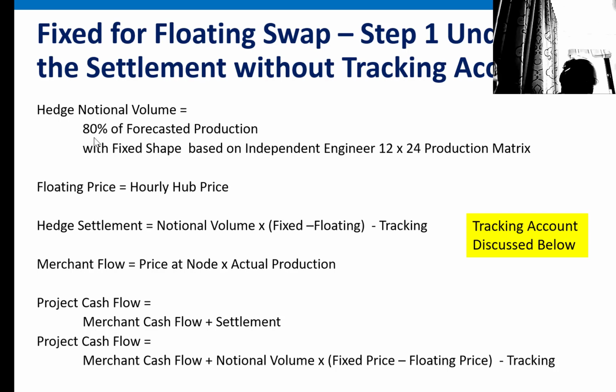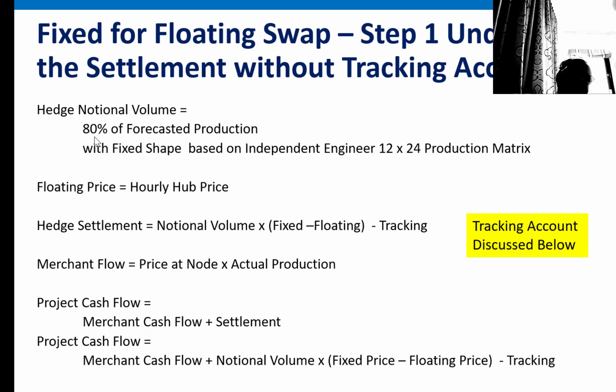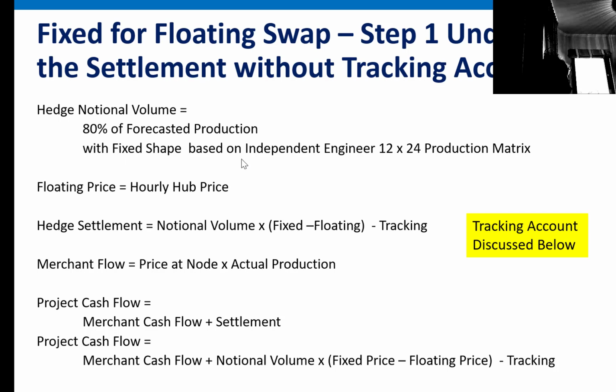And then we have the same sort of settlement here, but this time we use a notional volume. We take fixed, and we totally ignore the tracking account at first. We take the fixed rate minus the floating rate. That's just what we had before, except this one we have notional volume instead of fixed volume. And the notional volume is 80% of the forecasted production using this fixed shape. So it looks all kind of complicated.